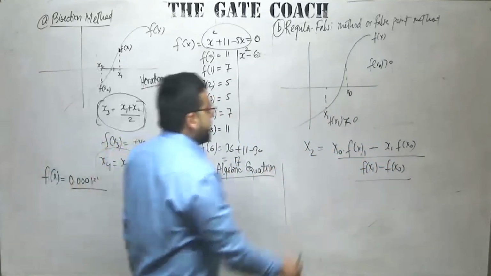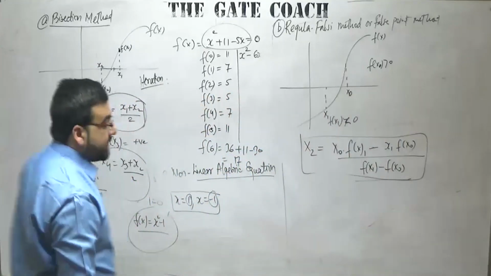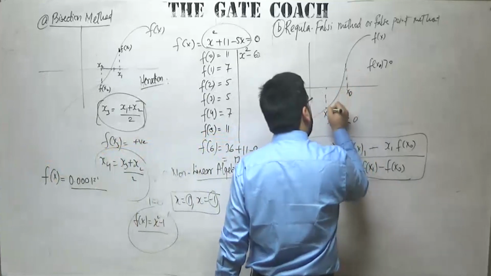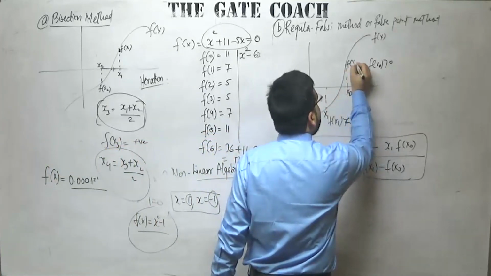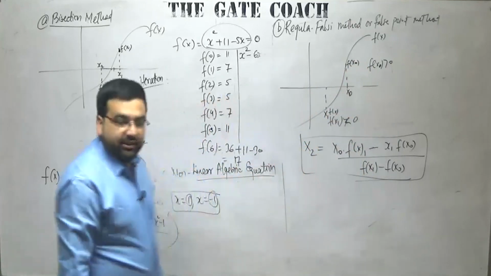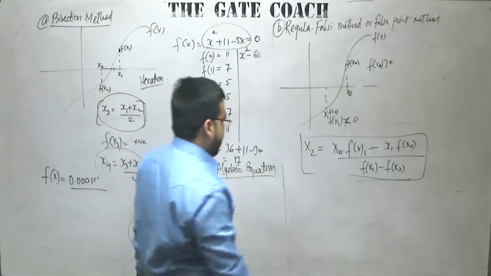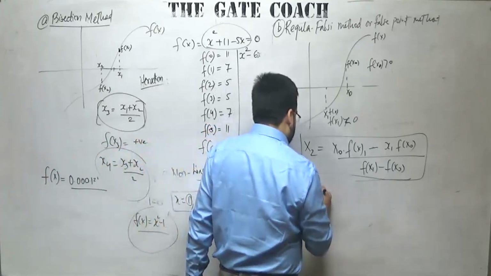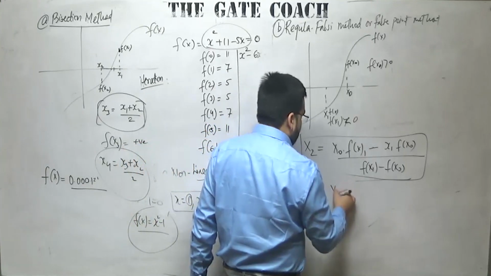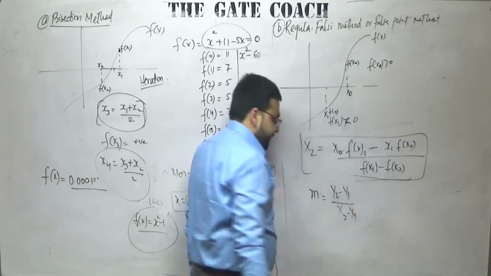The question is, sir, how has this formula been derived? So I told you in the class that once you get these 2 points, x0, x1, you are getting this f of x0, you are getting this f of x1. Determine the equation of the line. Right? How to get the equation of the line? So we know that the slope of the line, which is given by tan theta, is equal to y2 minus y1 upon x2 minus x1.